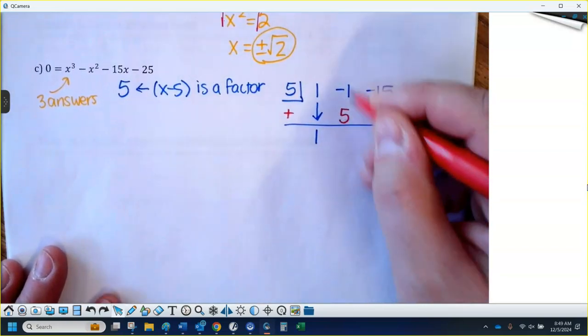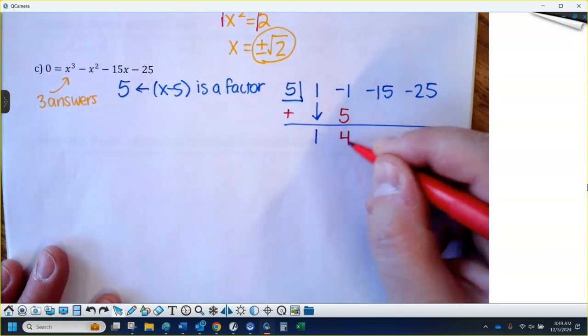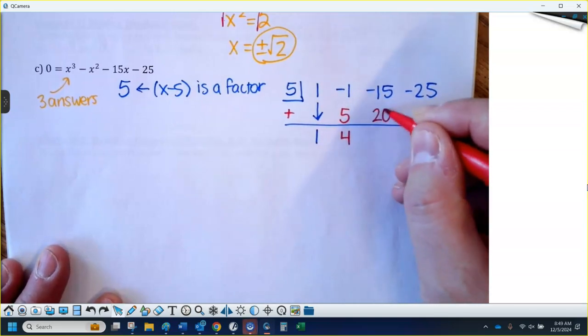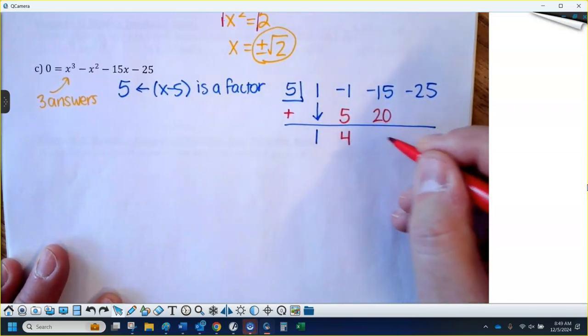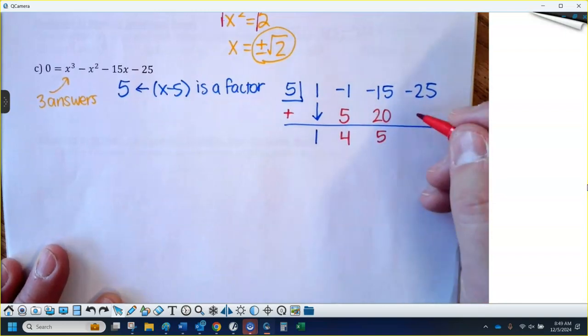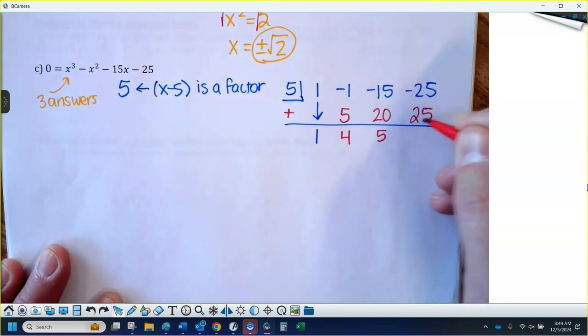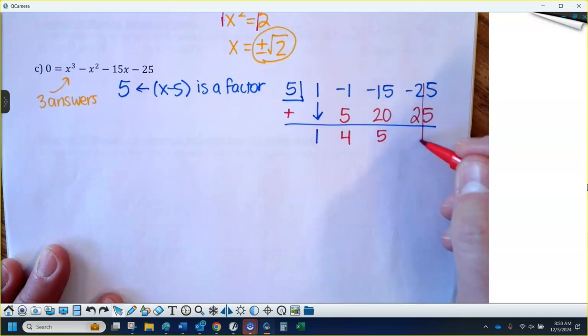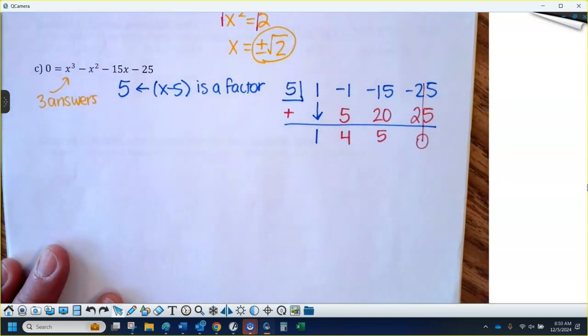So 5 times 1 is 5. Add that to -1, we're going to get 4. 5 times 4 is 20. Add that to -15, we're going to get 5. And then 5 times 5 is 25. There's no remainder, and there should not be a remainder if that's a factor. If you get a remainder, you did something wrong.